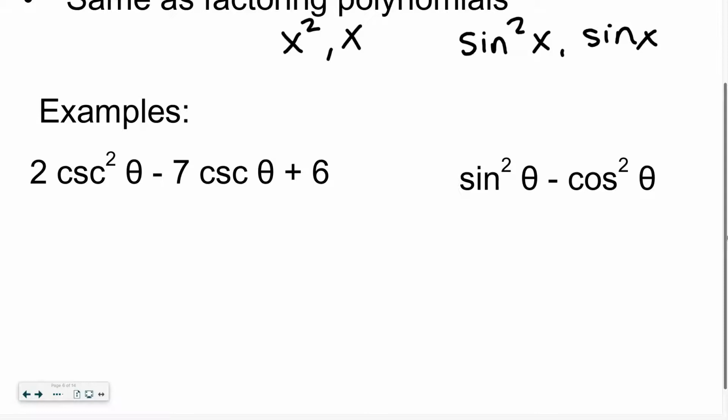What I like to do for people who struggle with this is see how there's 3 separate terms that are being added or subtracted. If cosecant squared and cosecant really cause you a lot of trouble, just think about them like variables. You'll know what they are, so you don't have to worry about them so much. It's almost like I'm asking you to factor 2x squared minus 7x plus 6, where x is just cosecant theta.